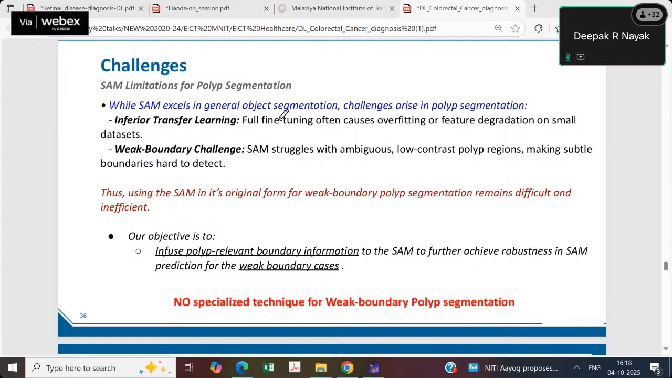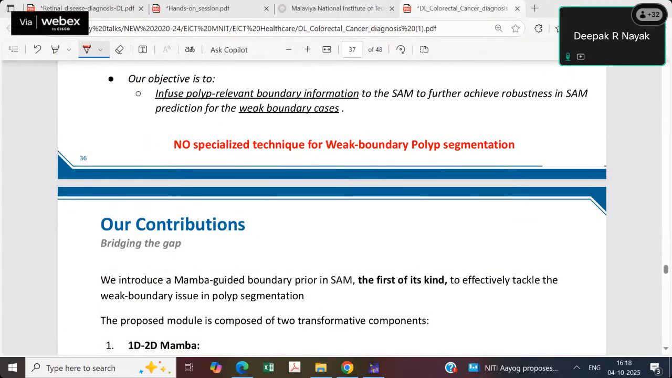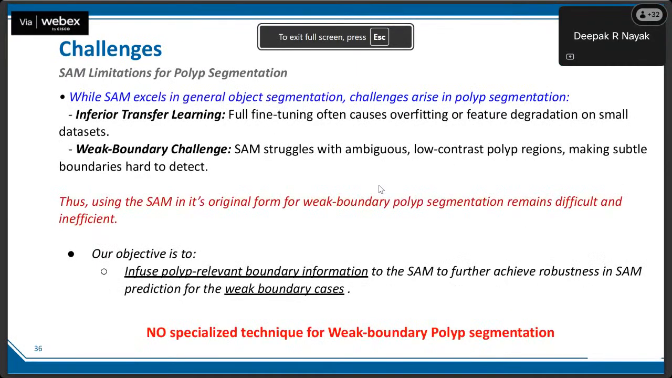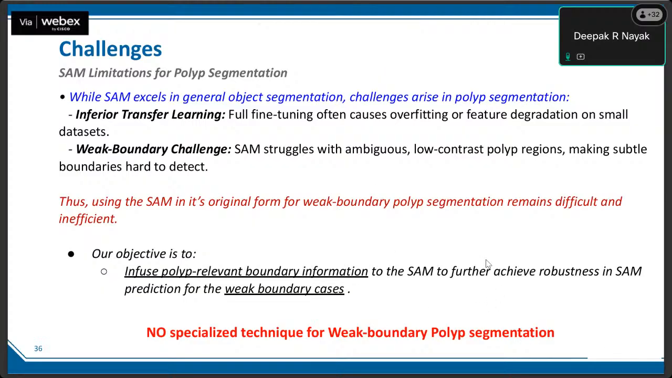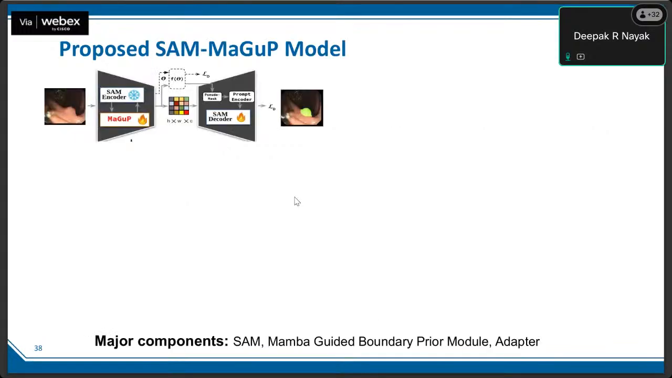So in all cases, it is going to work well. And till date, there is actually no such specialized technique developed to deal with this weak boundary polyp segmentation. And that is what we have done here, right? So we have just introduced an approach here, that is, of course, a SAM-based approach to deal with this weak boundary polyp segmentation problem.